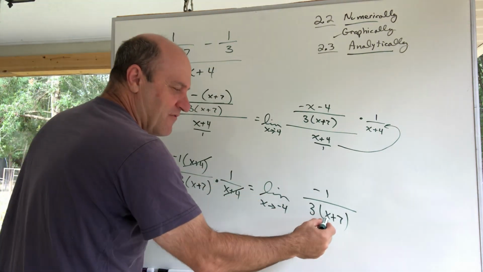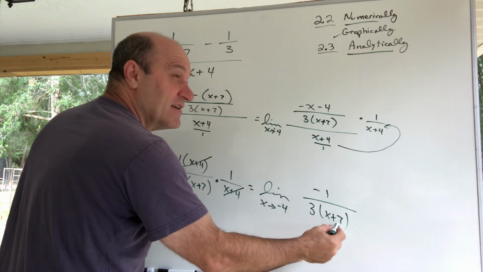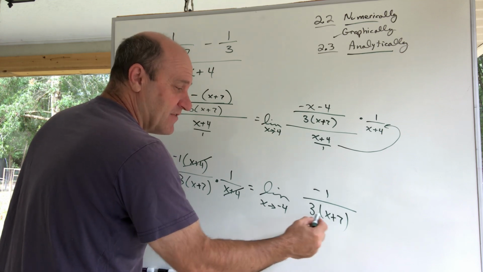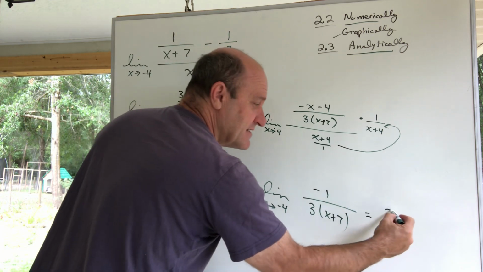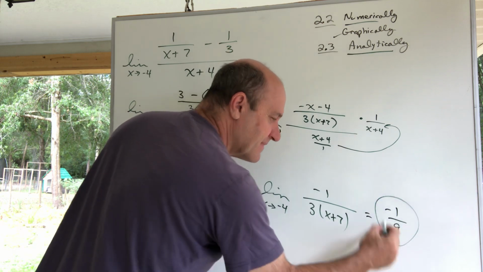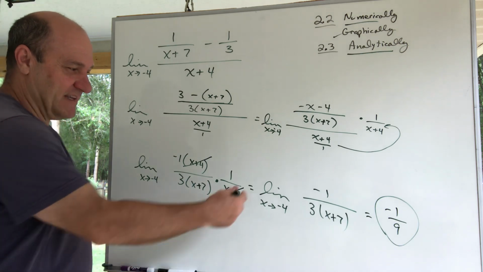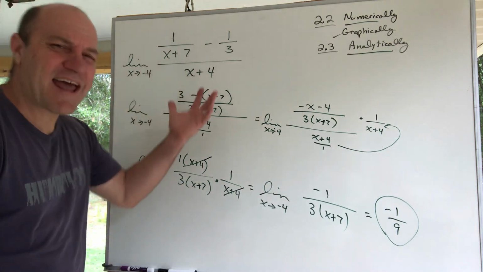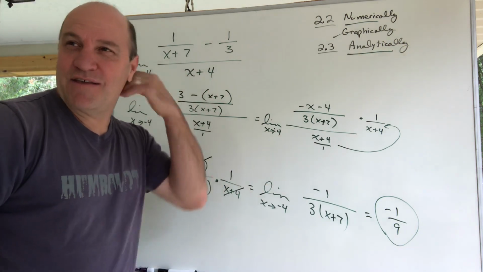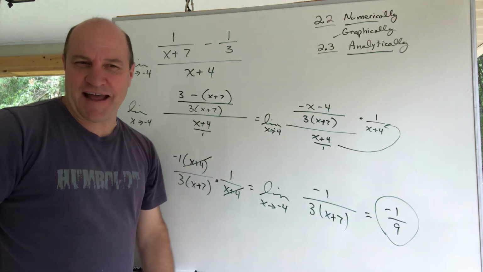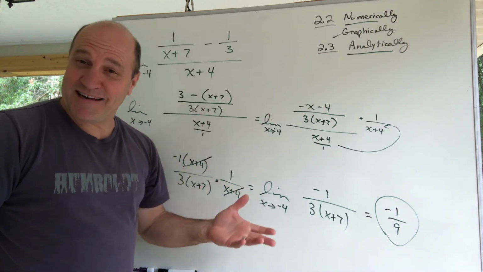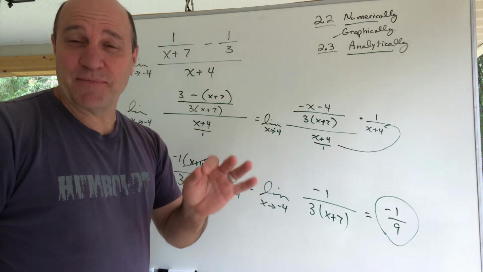Now, plug in the negative 4. Negative 4 plus 7 is 3. Times 3 is 9. The answer is negative 1/9. That's the answer. We did the limit. It's pretty easy, but I've got to do a lot of algebra. I mean, it's algebra. Everybody's good at algebra, I hope. Especially if you're trying to take calculus, you want to be good at algebra.